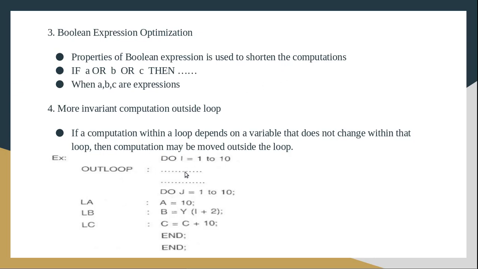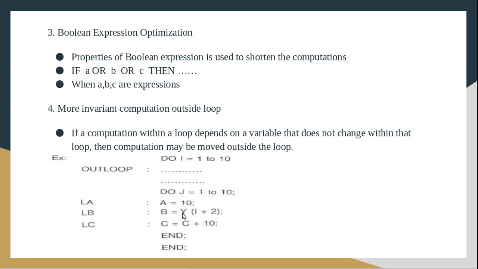Then the next possible way is moving invariant computation outside the loop. Okay, so all of you look into this example. You can see here we have an outer loop and an inner loop. In the outer loop we have a set of 3 statements, labeled LA, LB, LC. The LA statement is A equal to 10.